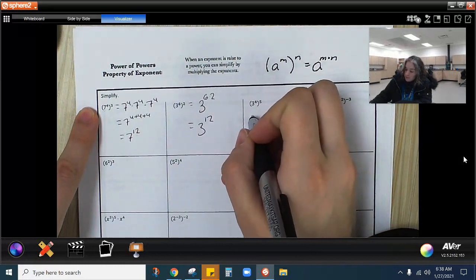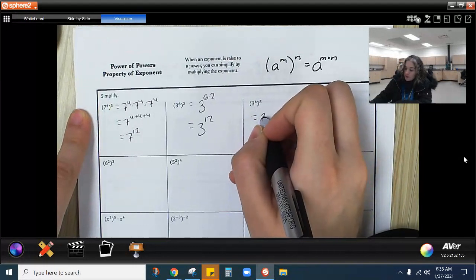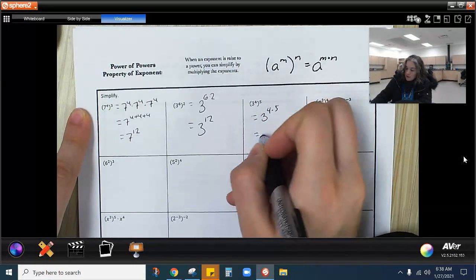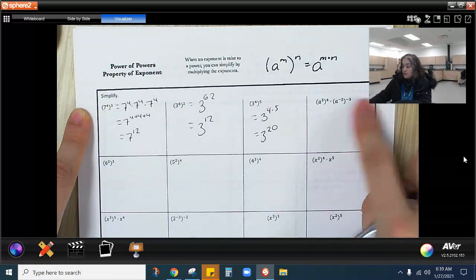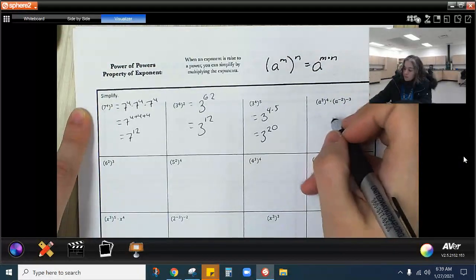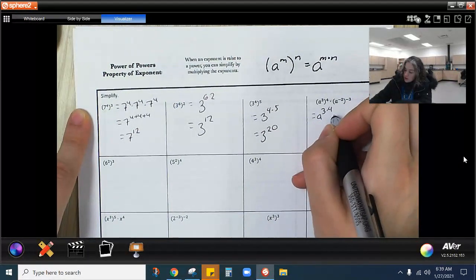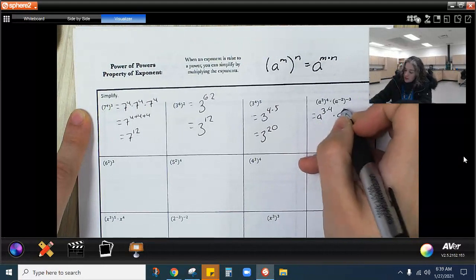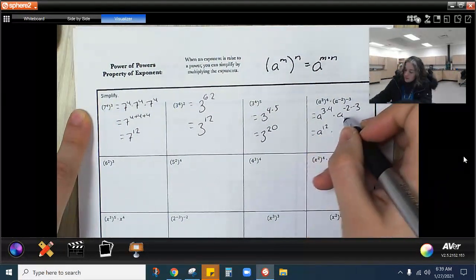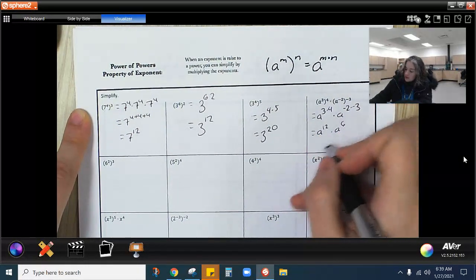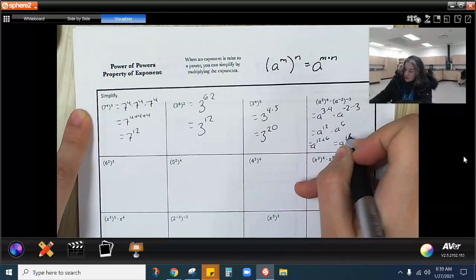All right, so for this one, we've got 3 to the 4th raised to the 5th power. So that'd be 3, 4 times 5. So that'd be 3 to the 20th. All right, this last one on the top row here, we're going to have to combine some of our rules. So we've got a to the 3 times 4 times a to the negative 2 times negative 3. Well, 3 times 4 is 12, and then negative 2 times negative 3 is 6. And now I can just add them together, right? A to the 12 plus 6, that gets us a to the 18.